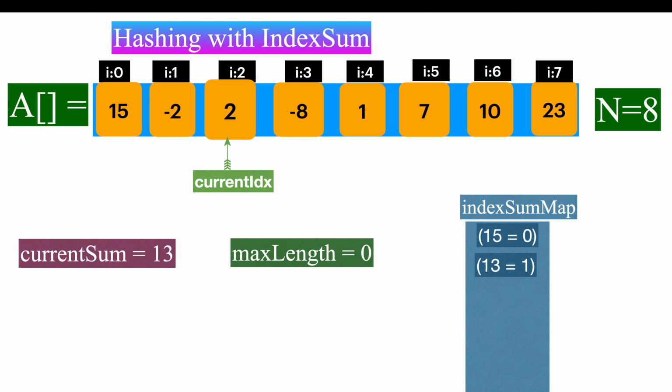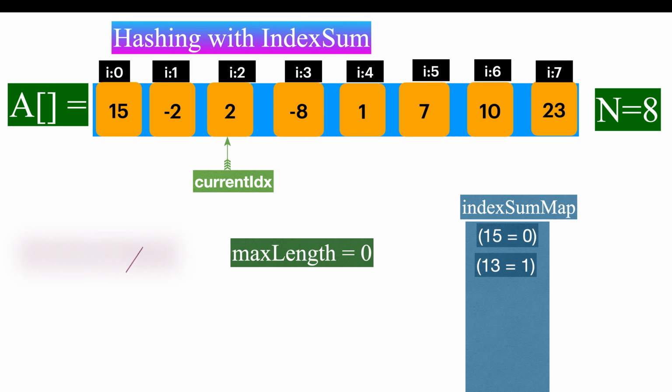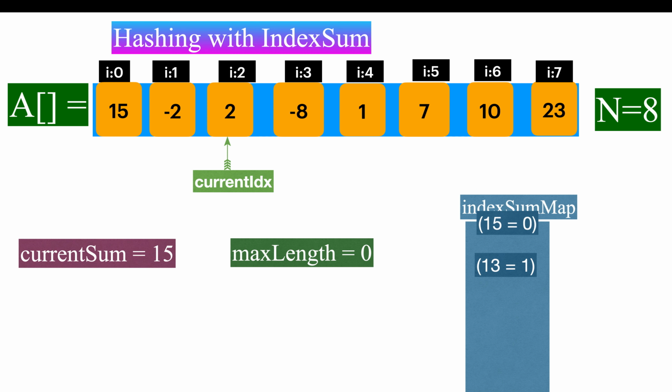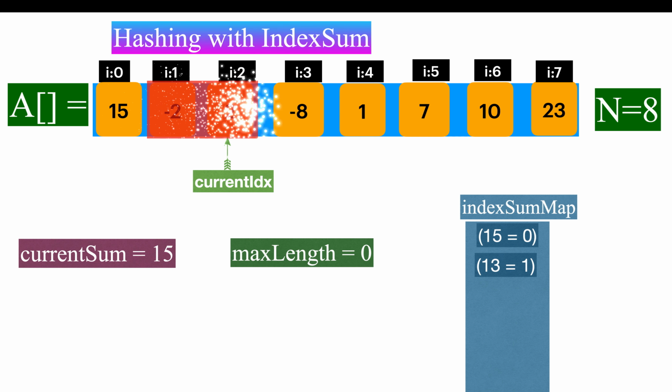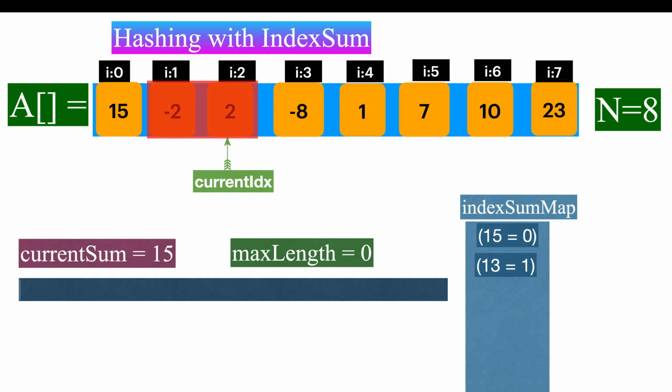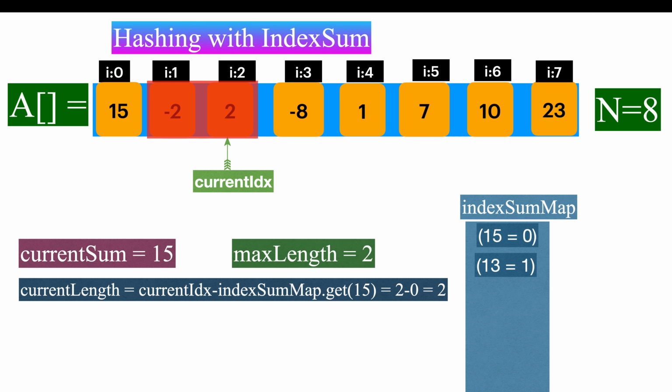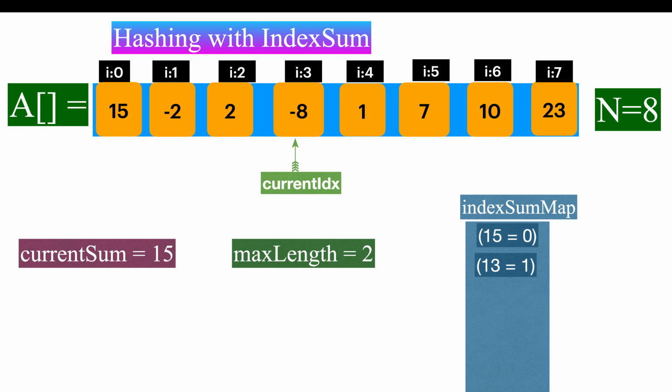Then at index 2 we have value 2. Add it to the current sum. Now current sum is 15. 15 is present in the map at index 0. It means from index 1 to the current index the sum is 0. So calculate the current length, which is 2, which is greater than max length. Update the max length equal to 2. Then move to the next index.